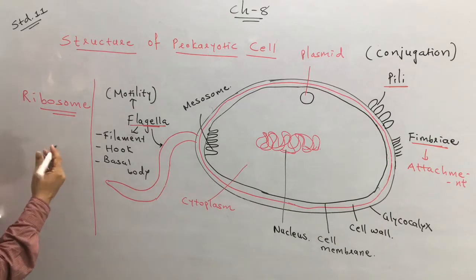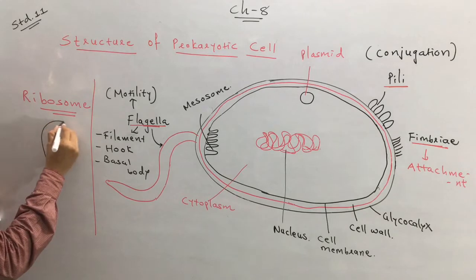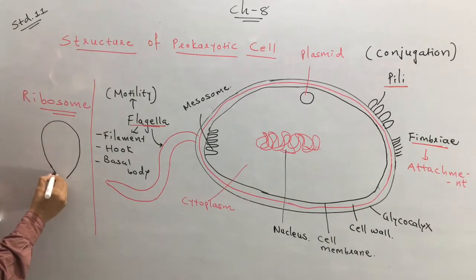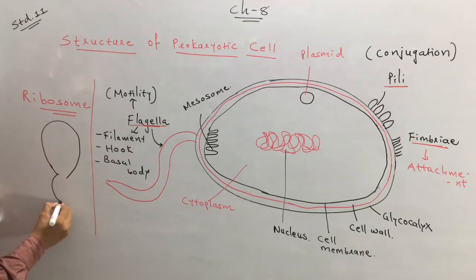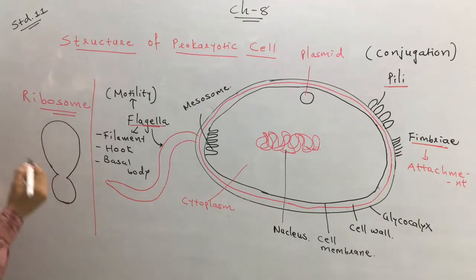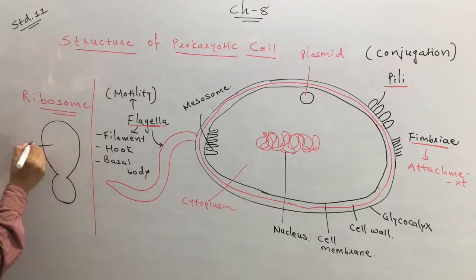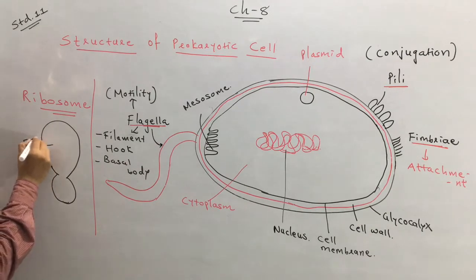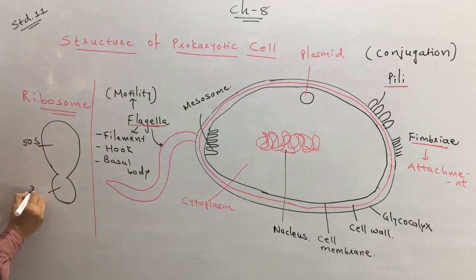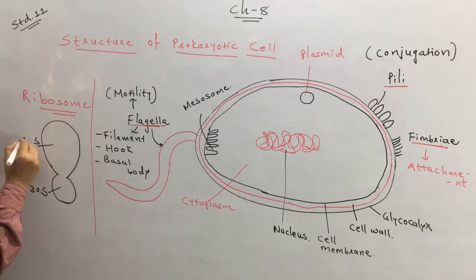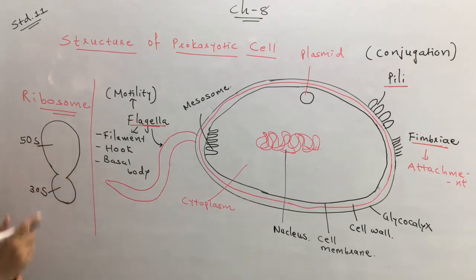This ribosome is made up of two subunits, one large subunit and one small subunit. They form a ribosome. The size of the larger subunit is 50 S. The size of the smaller subunit is 30 S. I repeat, the larger subunit is 50 S and the smaller subunit is 30 S.